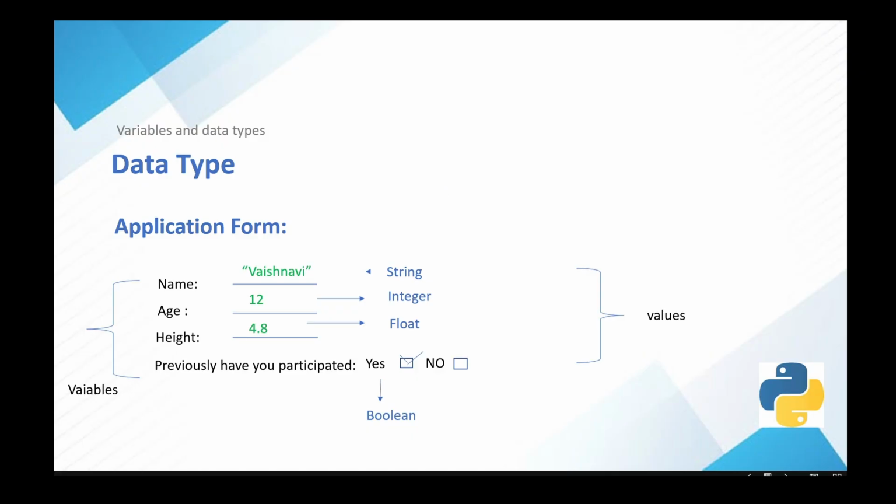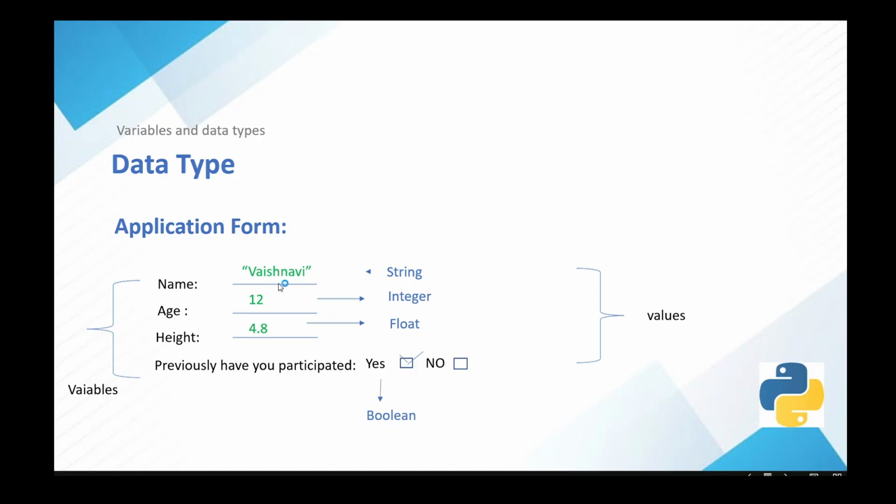So we have seen in the starting of the video one application form, right? It contains some fields: name, age, height, previously have you participated or not. Name, what we have taken, Vaishnavi, age 12, height 4.8, previously have you participated or not? Yes. So name, age, height, previously have you participated or not, these are all variables. And Vaishnavi, 12, 4.8, yes, these are all values.